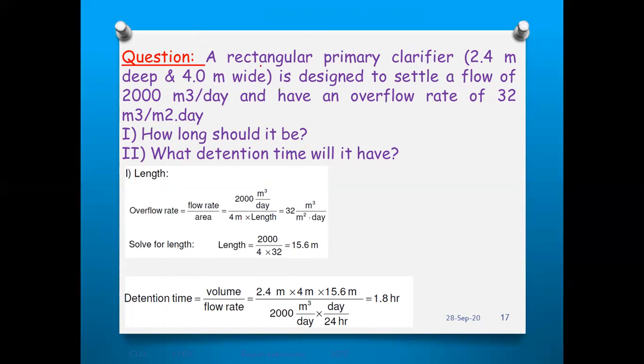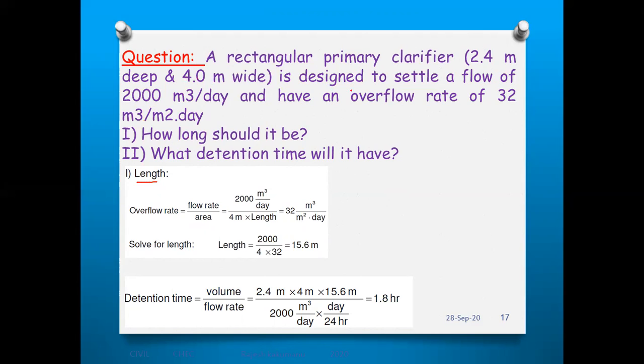A rectangular primary clarifier, 2.4 meters deep and 4 meters wide, is designed to settle a flow of 2,000 meter cube per day and have an overflow rate of 32 meter cube per meter square per day. That is what the first one to find. How long should it be? Second one, what detention time will it have? And detention time దానికి ఉంటుంది, right? Next, first one, the length.